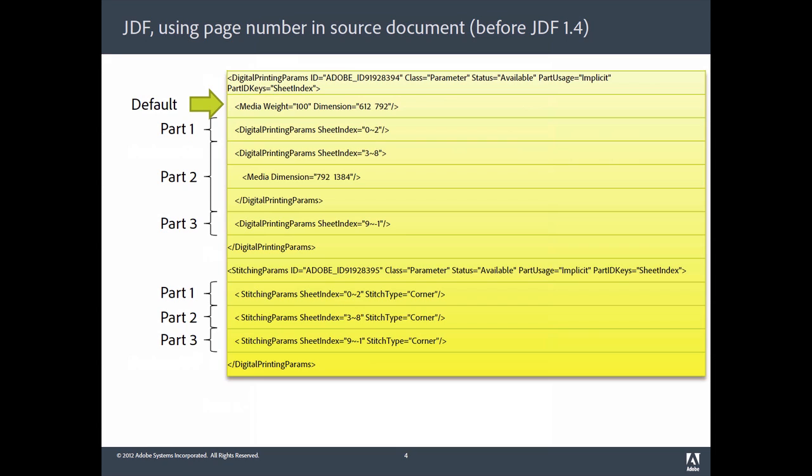And similar things are being done with stitching, so we can look at more than just digital printing today. Stapling is being handled by stitching, and again we're going to do pages 0 through 2, stitch them in the corner. 3 through 8, stitch them in the corner. 9 through the end, stitch them in the corner.